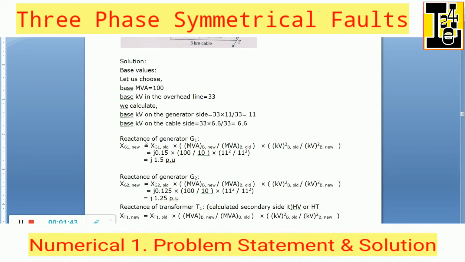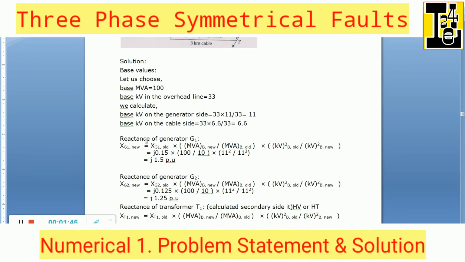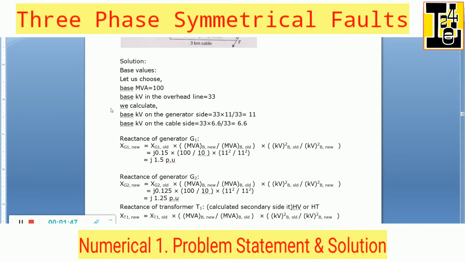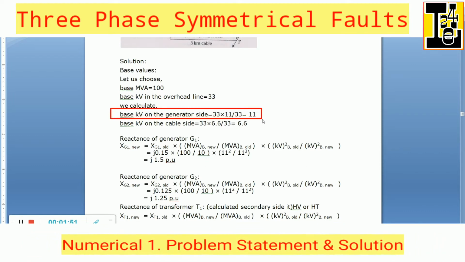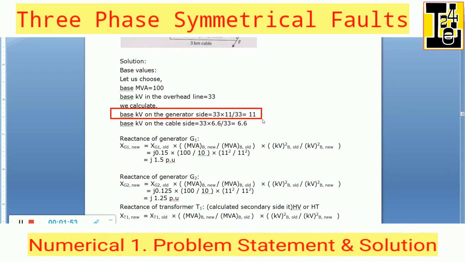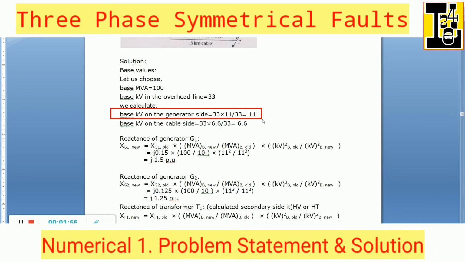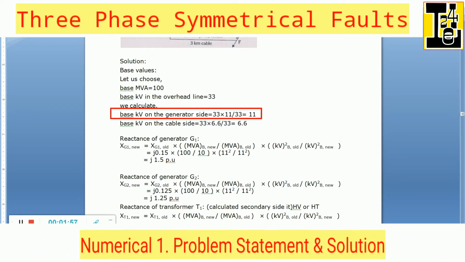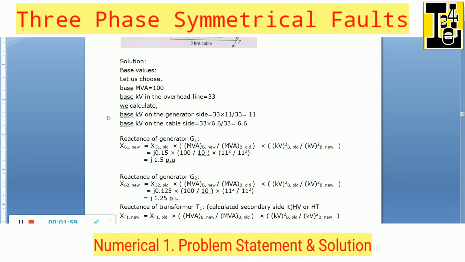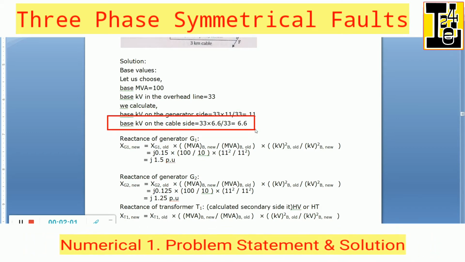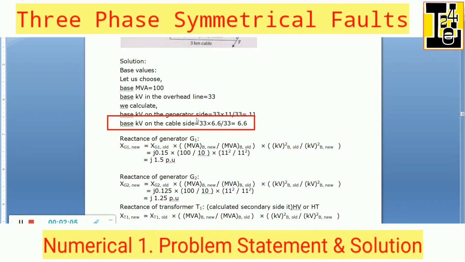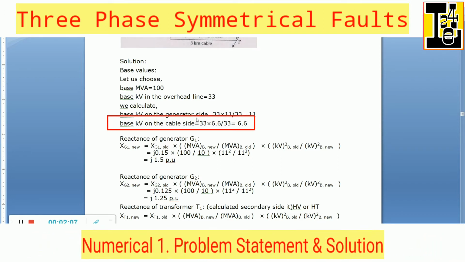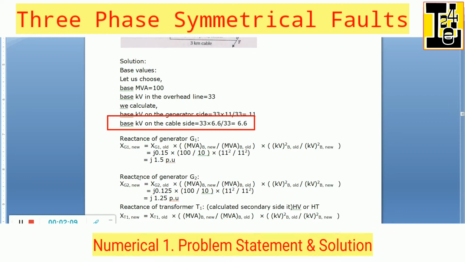By means of the transformer voltage ratio, I need to calculate the base kV on the generator side by using the T1 ratings. 33 into 11 divided by 33 will give you 11 kilovolts. I will also calculate the base kV at the cable side by means of the T2 ratings. 33 into 6.6 divided by 33 will give us 6.6 kilovolts.